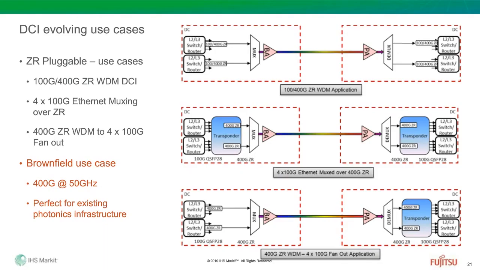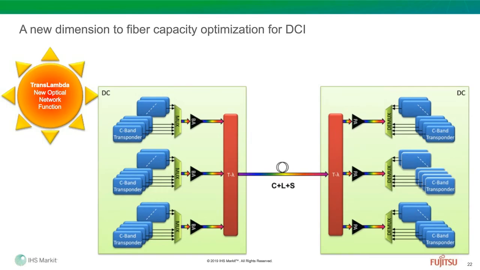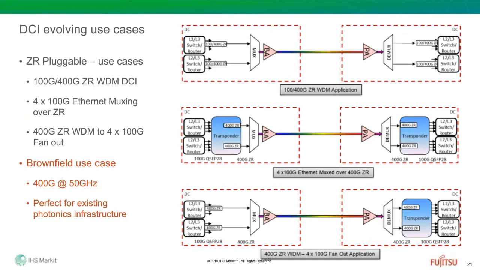Thanks, Benga. So on this slide, I'll discuss some of the evolving use cases in the DCI space. Some interesting use cases are on the horizon with the impending introduction of pluggable 400 gig and even lower rate 100 and 200 gig ZR modules.